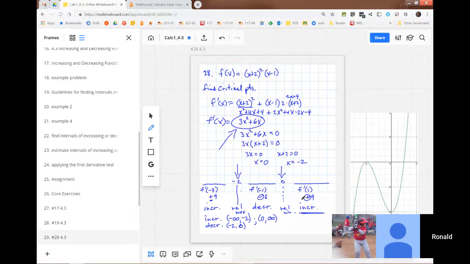And to the right of 0, I picked 1. By the way, when you have a chance, pick numbers that are easy to calculate with, like 1, -1, 0. But anyway, I picked 1. So we're going to get what? 3 plus 6 or 9. It's positive, therefore it's increasing. And then here's where I wrote it out properly on the bottom. I think this is what the book is looking for.